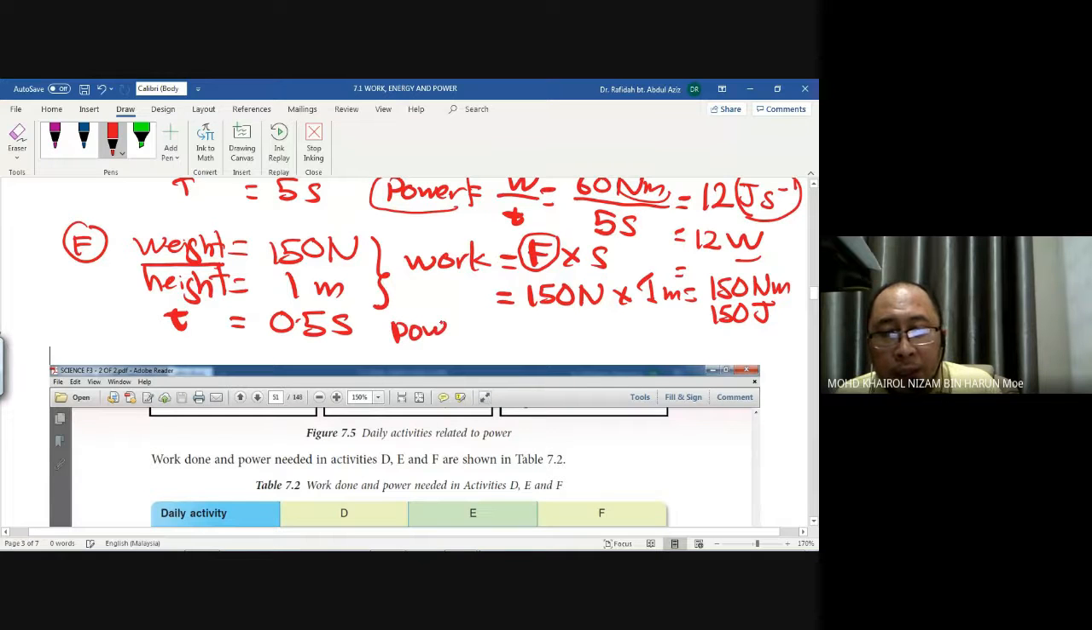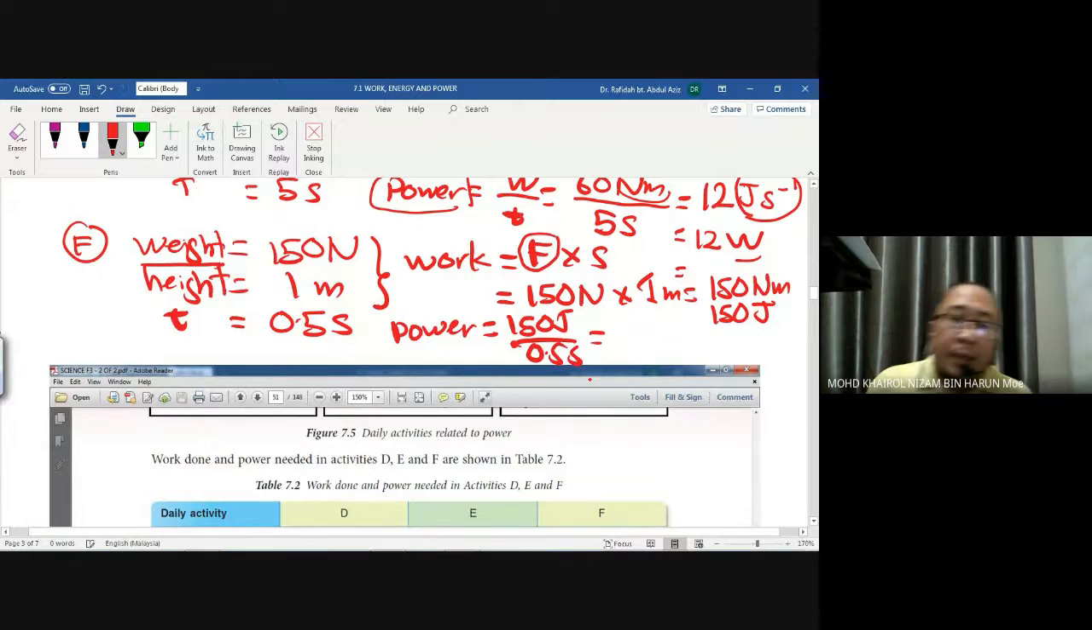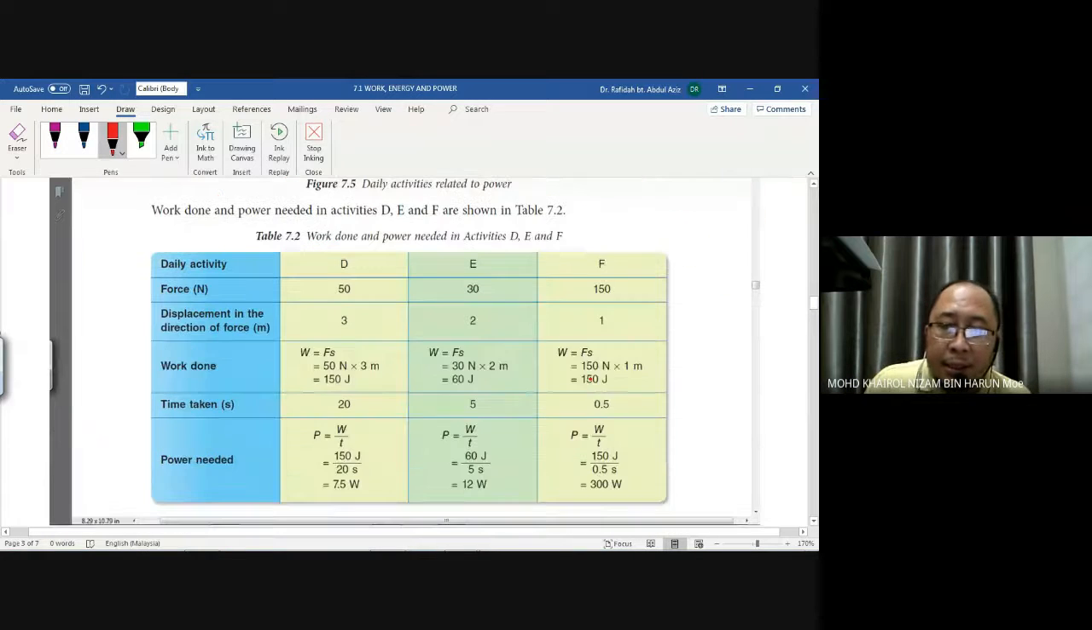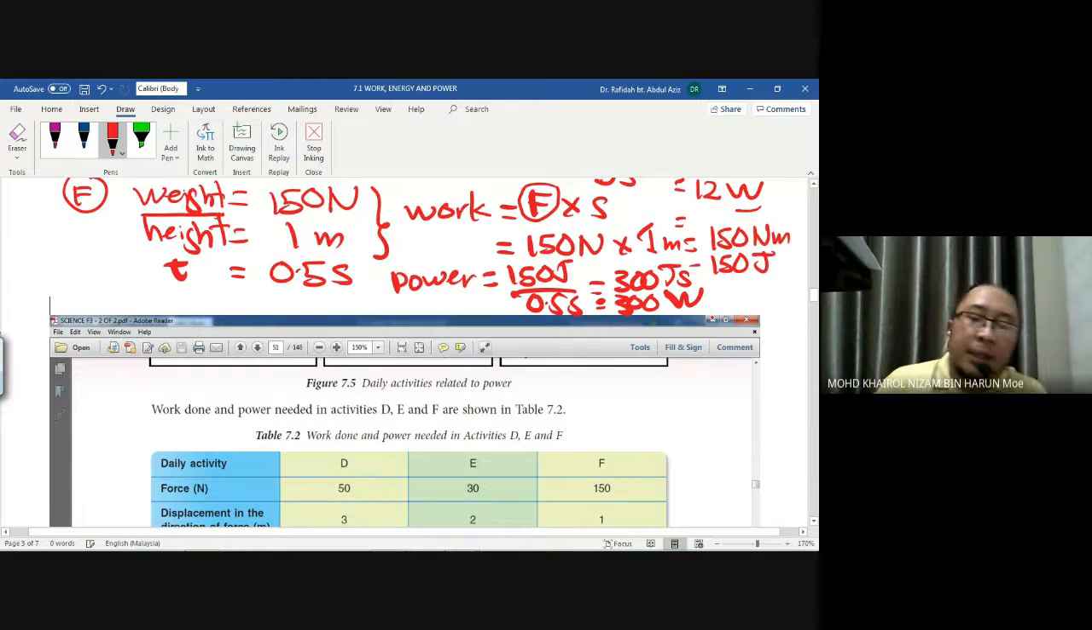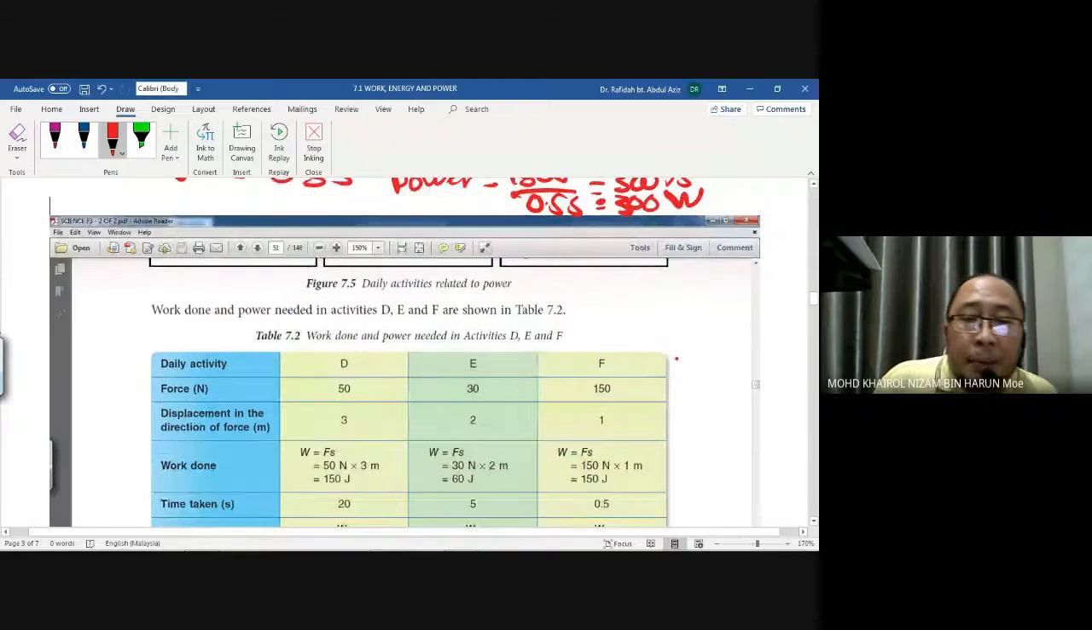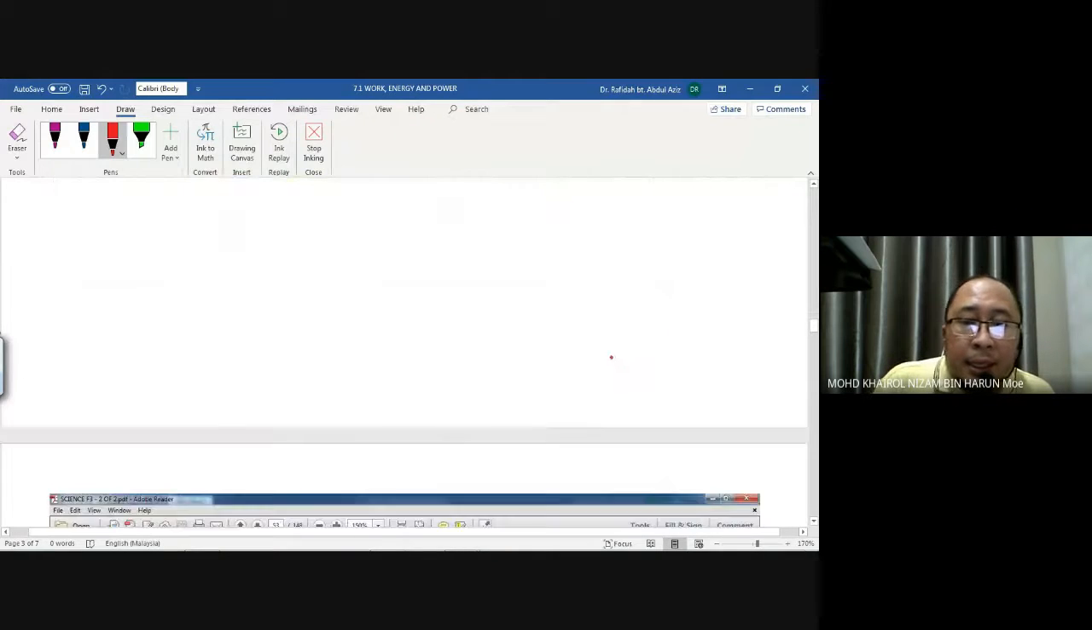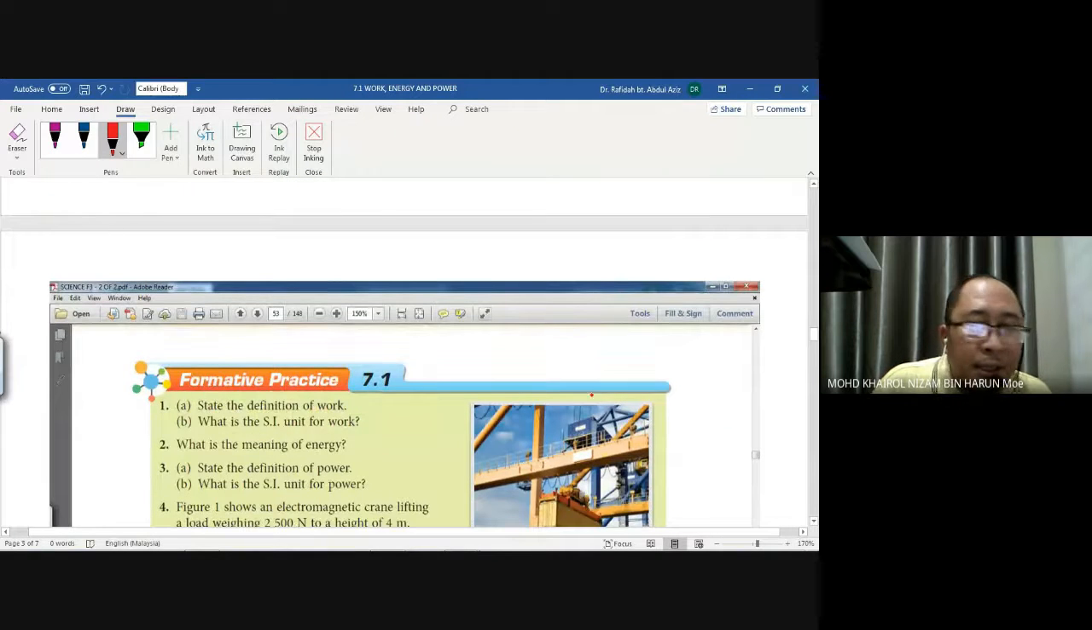So the power is 150 joule divided by 0.5 second. So the answer is 300 joule per second, or we convert it into 300 watt. So this is how to calculate power in this activity.